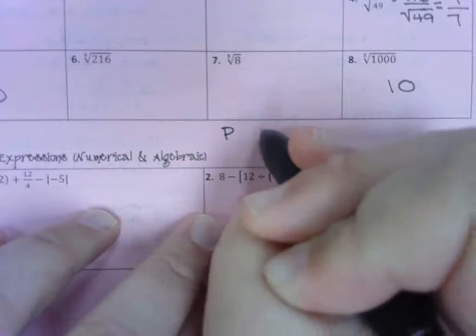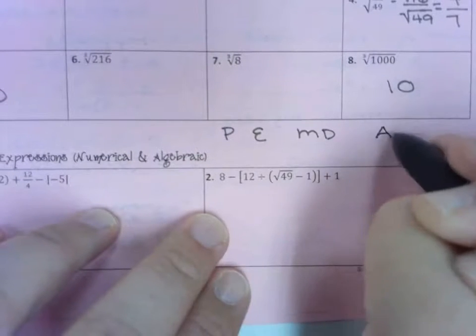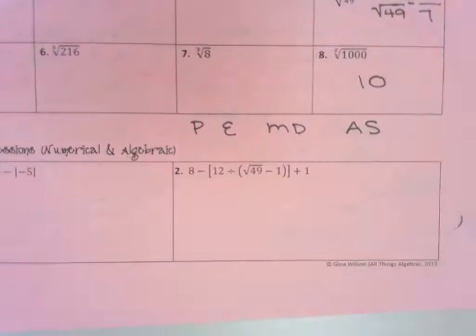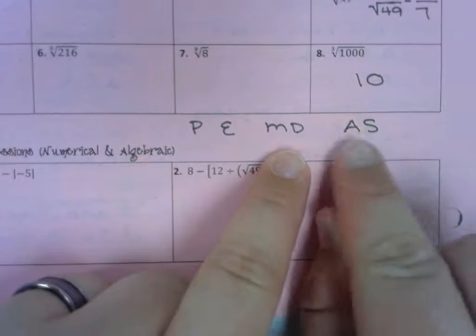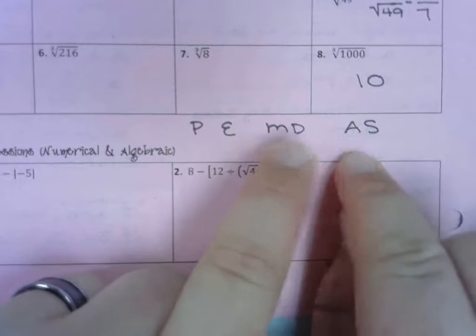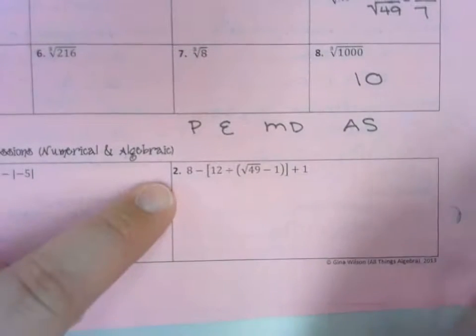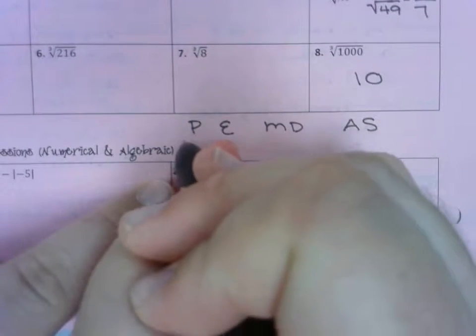PEMDAS. Now when you write PEMDAS, kind of separate it. There's like 4 different categories. So P, E, M, D, A, S. M, D are together and A, S are together. I'll explain what that means in a second. So don't let that trip you up. Remember they're together.